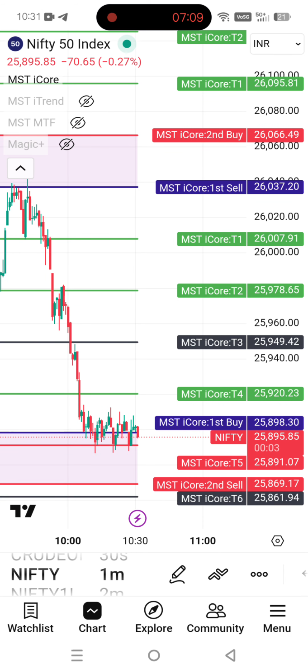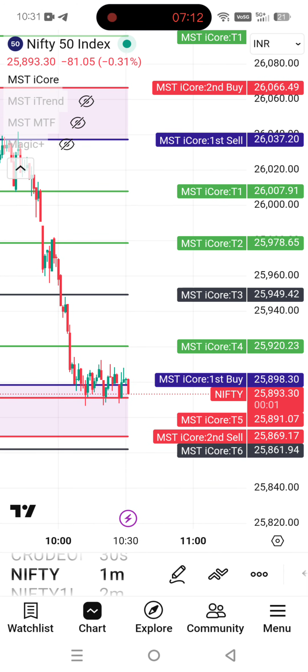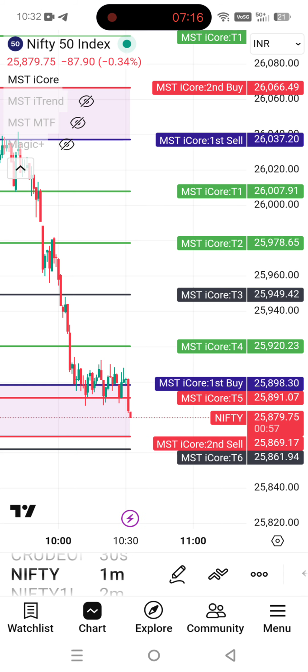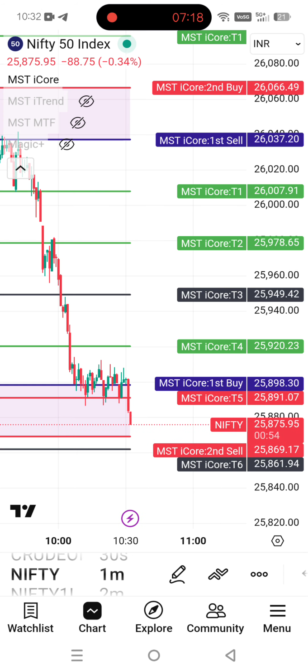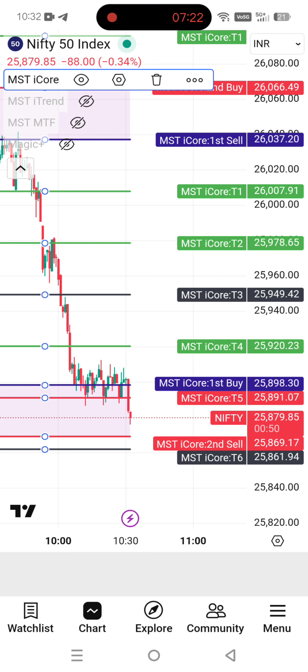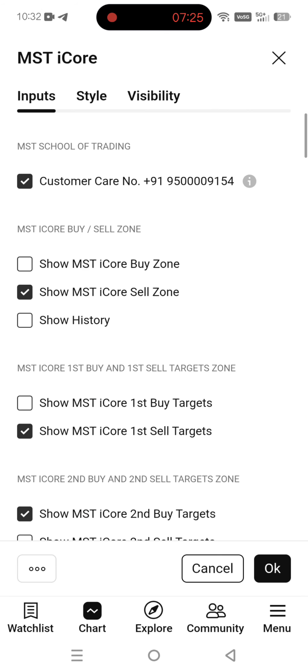So now buy got activated and the stop loss is on the bottom side. But this trade is invalid. Only one trade per day. If SL is hit, only then we have to go for the reversal entry. If buy is activated, there is no sell. If sell is activated, there is no buy. So I am removing that.